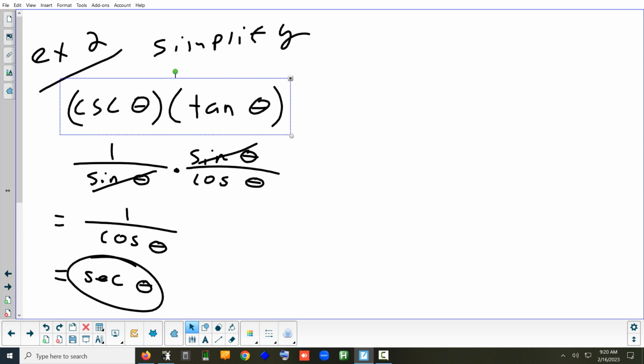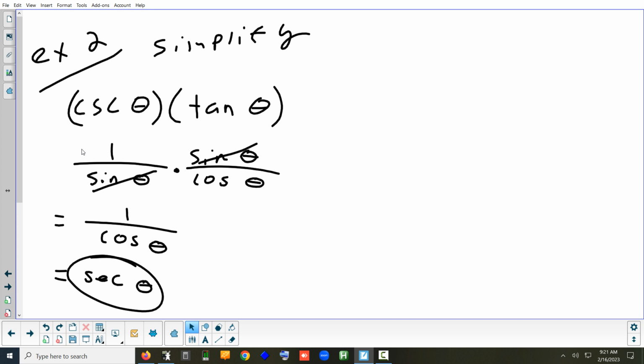So this times this always equals that. It does not matter what number you fill in for this. It will always be equal to that. Okay, so kind of the same level of difficulty as the first one. Any questions on that?